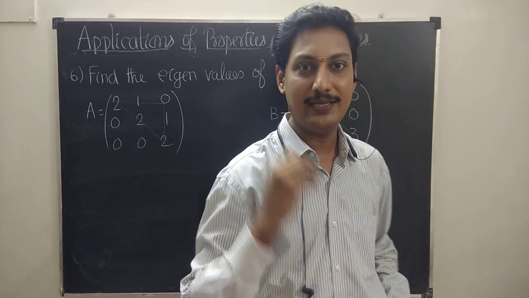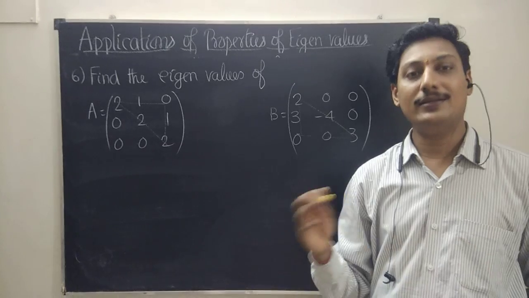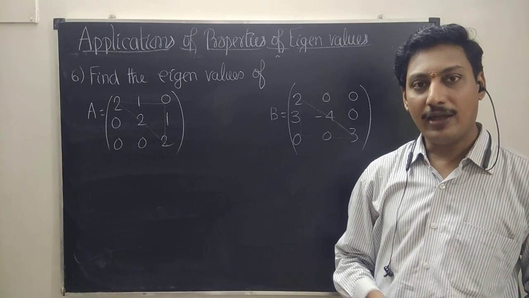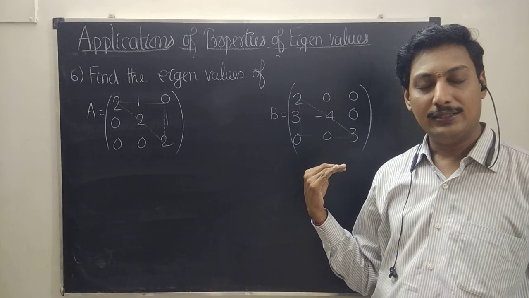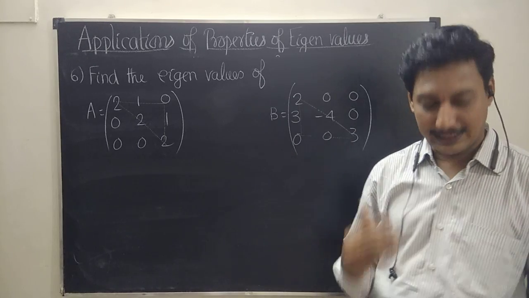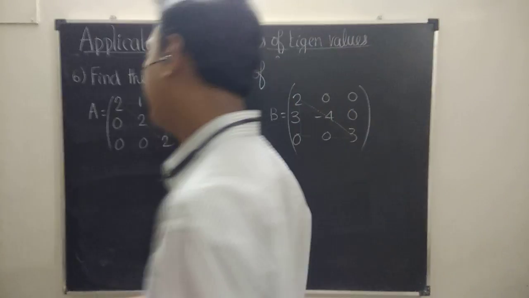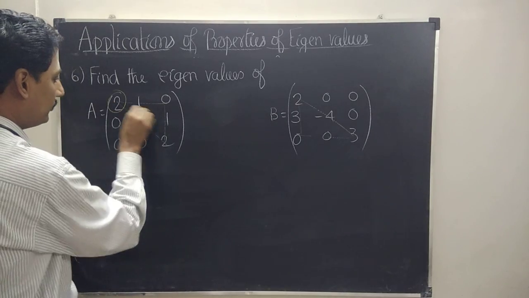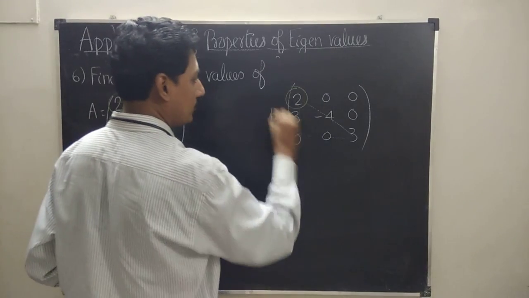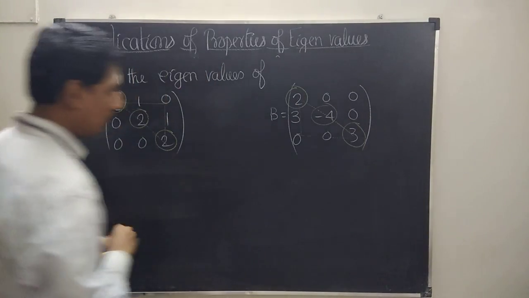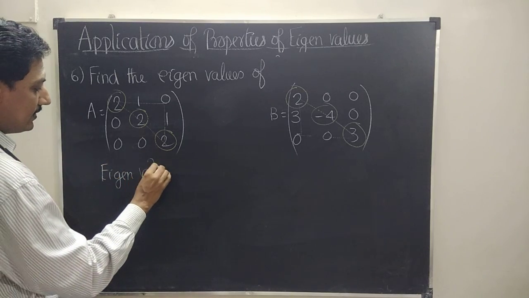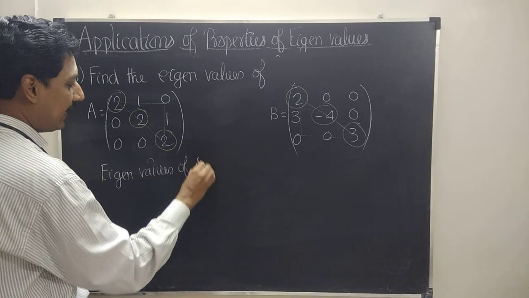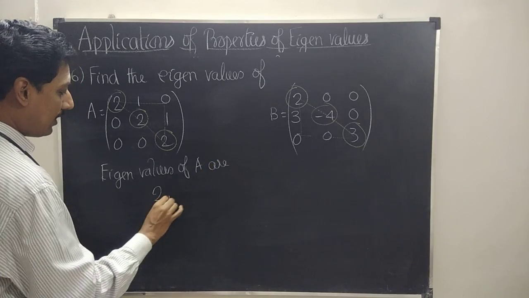This property says that for triangular matrices, either upper triangular or lower triangular, the eigenvalues are nothing but the leading diagonal elements. For matrix A, the diagonal elements are 2, 2, 2, so the eigenvalues of A are 2, 2, 2.